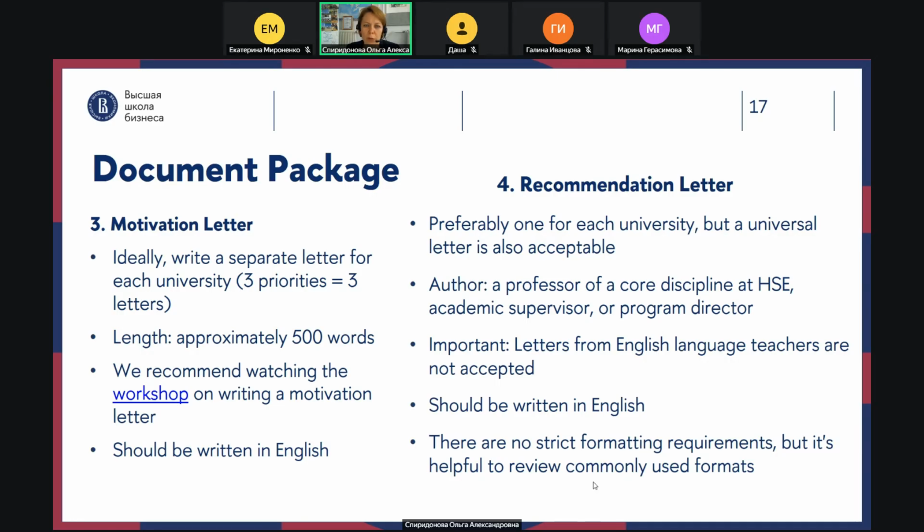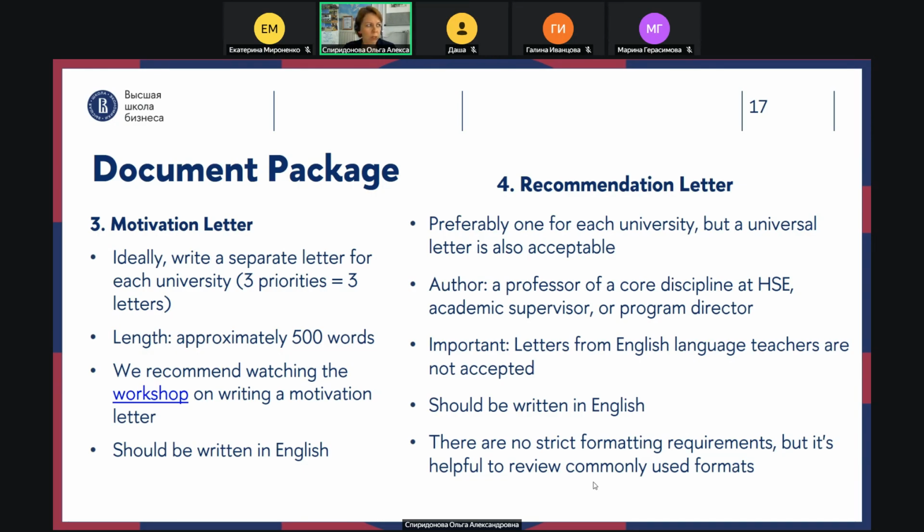And yes, it should be written in English. We also expect you to put some recommendation letter, preferably for each university, but it can be one universal letter. We also accept that. And it should be written by the academic advisor or program director or some of your teachers, but not English language teacher, please. It should also be in English.